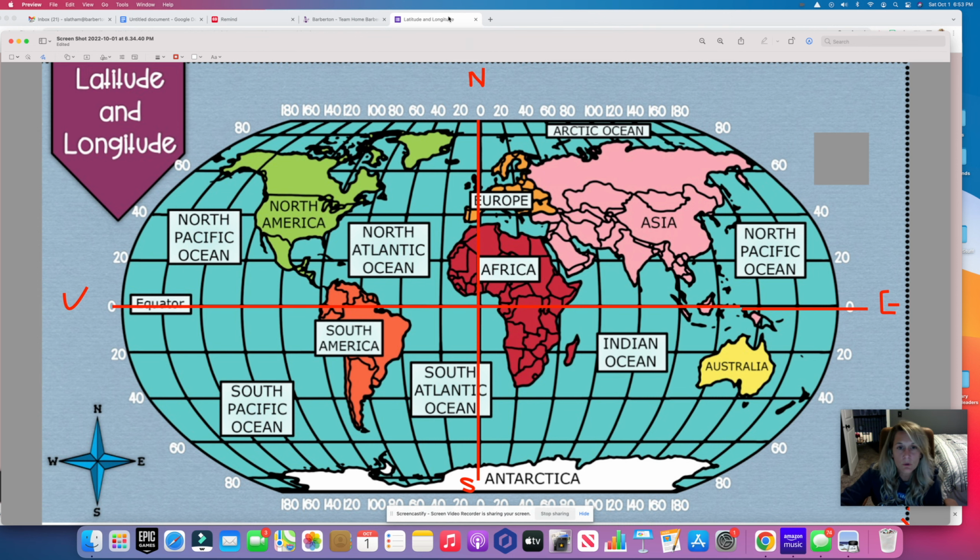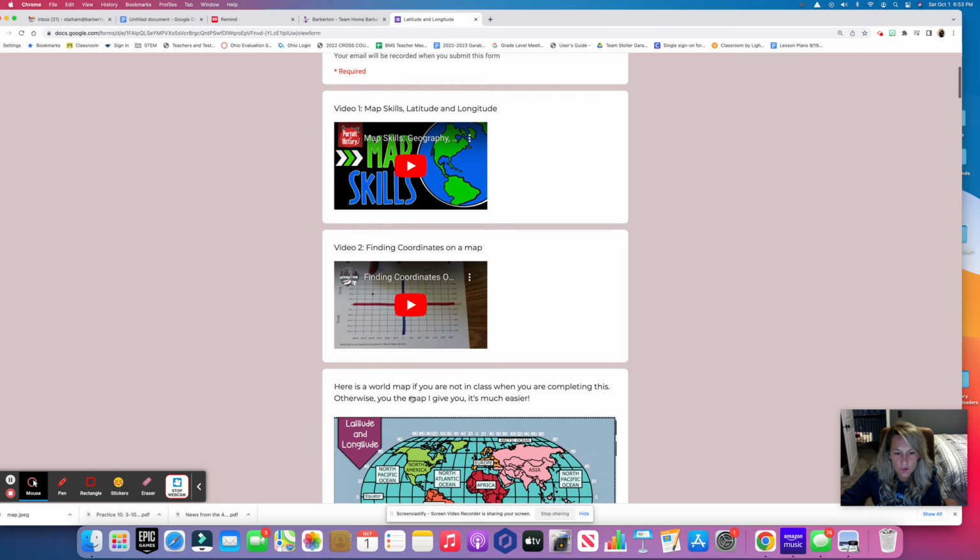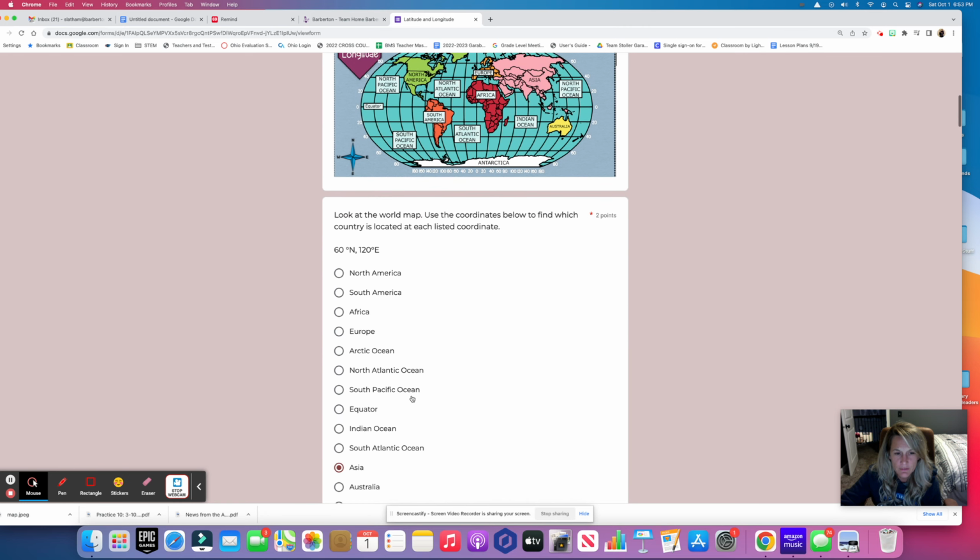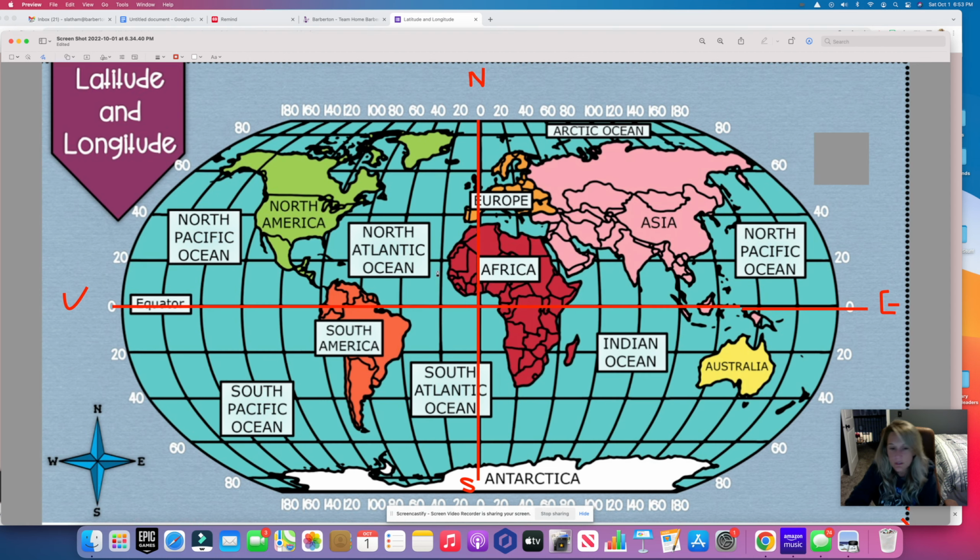All right, so according to the Google form, the first question is asking us to plot 60 degrees north, 120 degrees east. All right, so if I go to the map, 60 degrees north. So remember, I told you to go up and down first because we're going north and south first. So we got to actually look at the lines of latitude in order to get to the north and the south. So it said 60 degrees north.